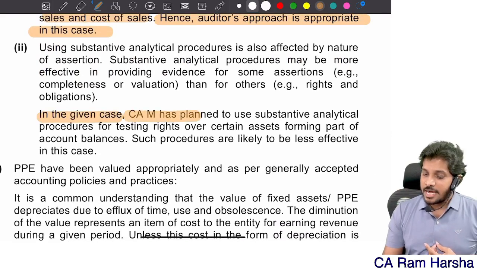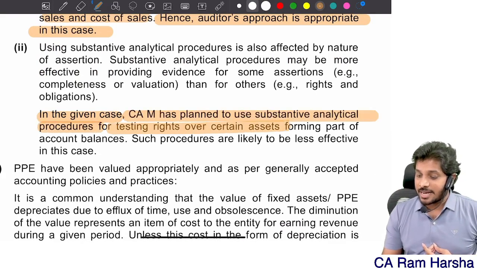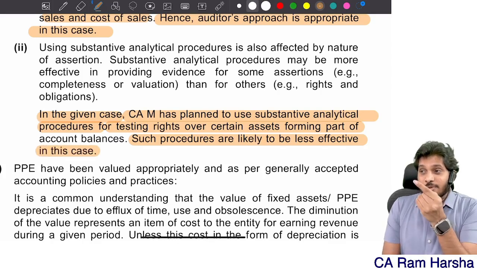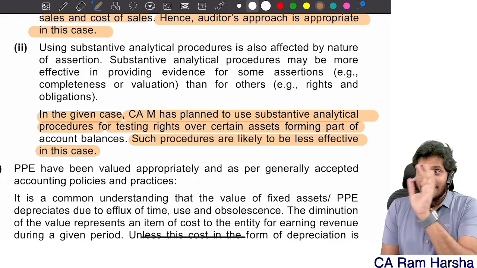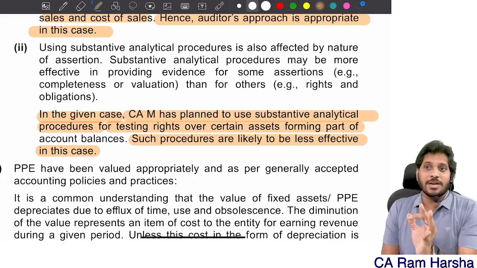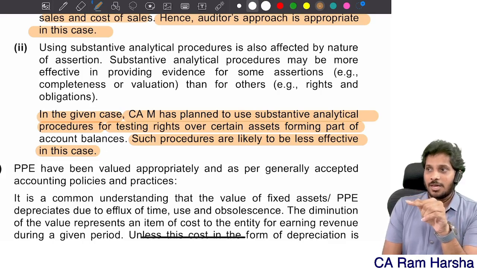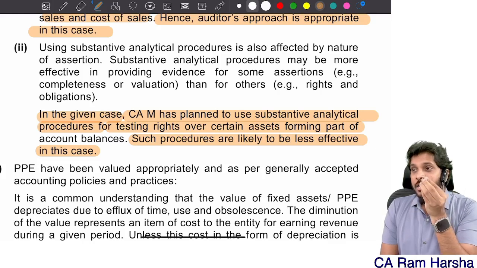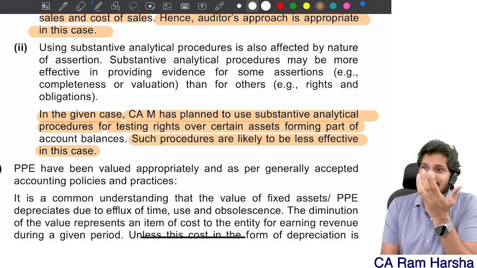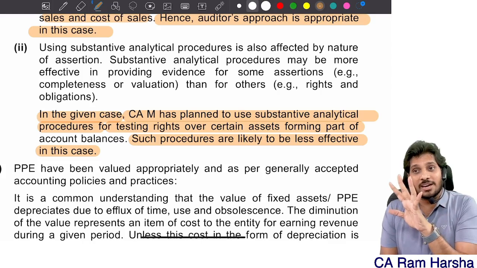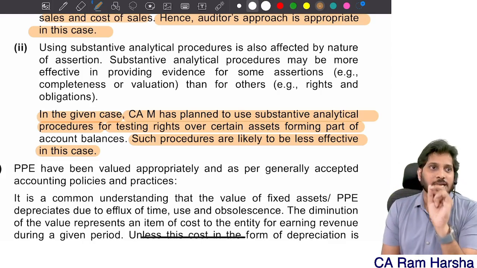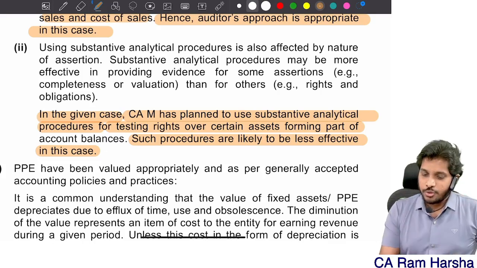Whereas in the given case, he planned to use analytical procedure for testing rights. Such procedures are likely to be less effective because analytical procedures may not give solid or sufficient appropriate evidence regarding ownership, regarding rights and obligations. We have seen this point in the audit evidence chapter. One audit procedure may be suitable for one assertion, but may not be suitable for another assertion. Same way, analytical procedures may not be suitable for some assertions. Using substantive analytical is affected by the nature of the assertion.